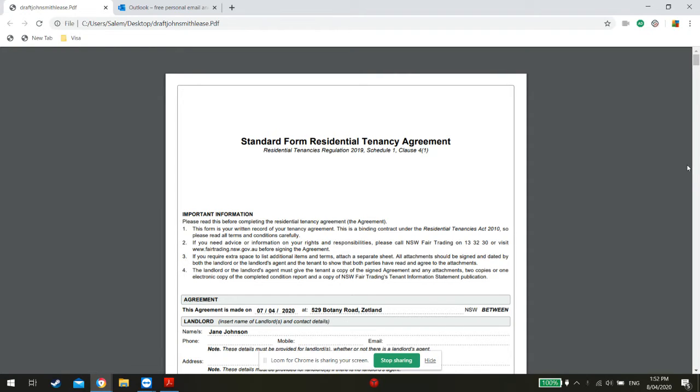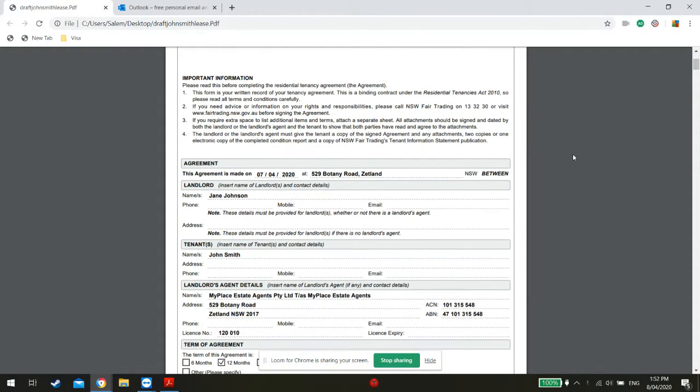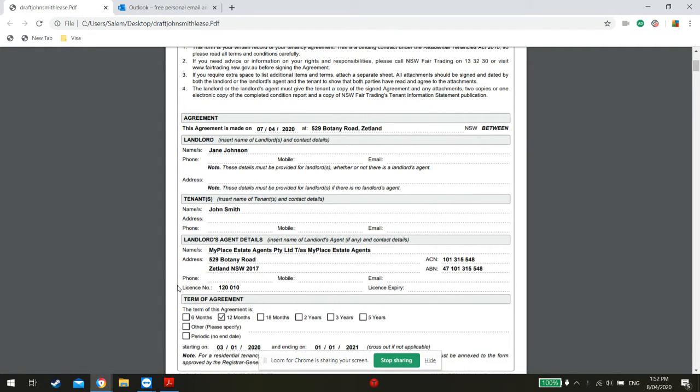It's a standard form, so all the laws and bylaws underneath are in accordance with the Residential Tenancies Act and regulation. On the first page, you'll find information regarding the term of the agreement, landlord and tenant details, as well as our own agency details and the start and ending date of your lease.